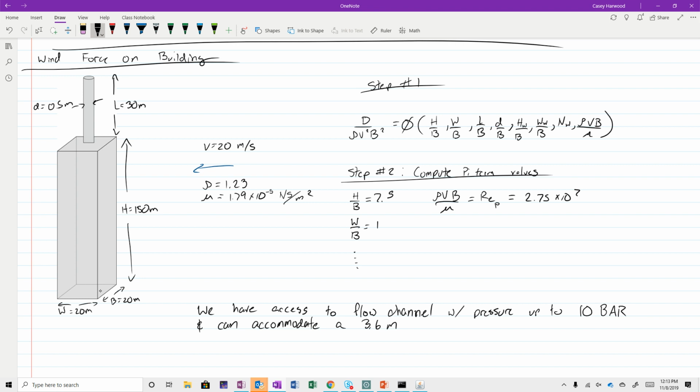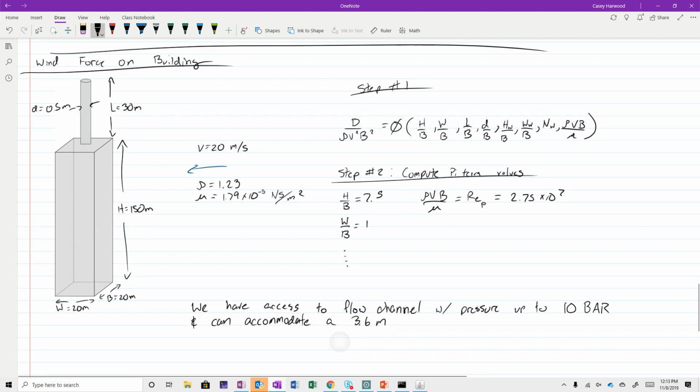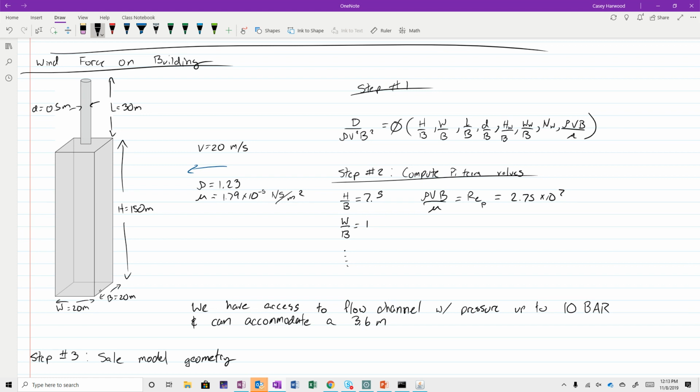And so this is going to now affect step 3, which is scale the geometry of our model to maintain geometric similarity. So step number 3, scale model geometry.